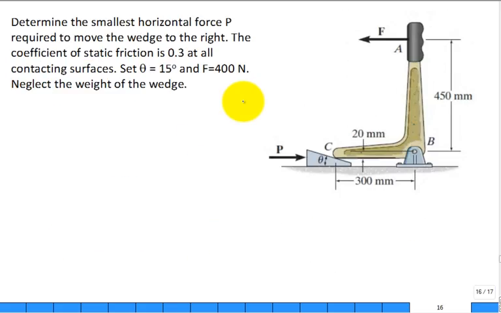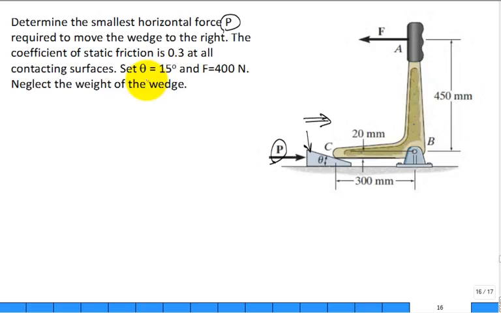Calculate the smallest horizontal force required to move the wedge to the right. So this is our wedge right here, and we want to move it to the right. As it moves to the right, you're basically going to be sliding along this surface and along that contact. So there's two places that are going to resist it due to friction. All right. The coefficient of static friction is 0.3 at all the contacting surfaces. Again, this is a contacting surface.